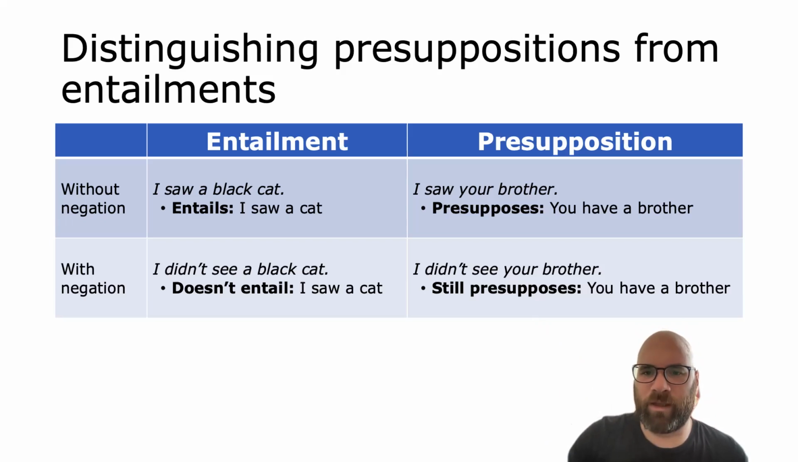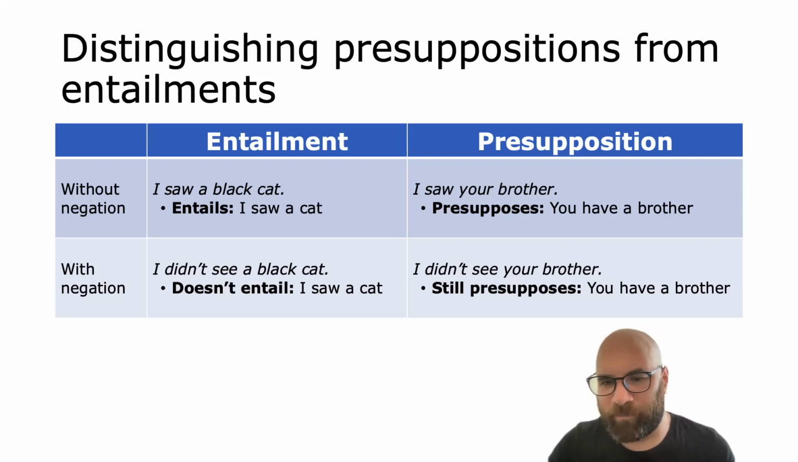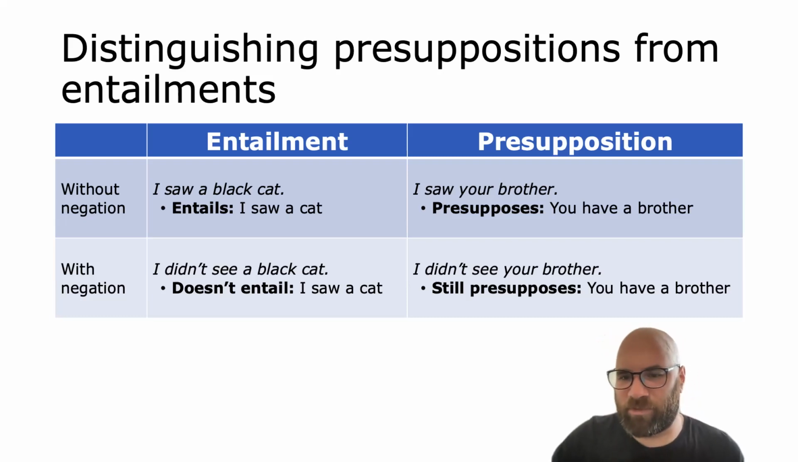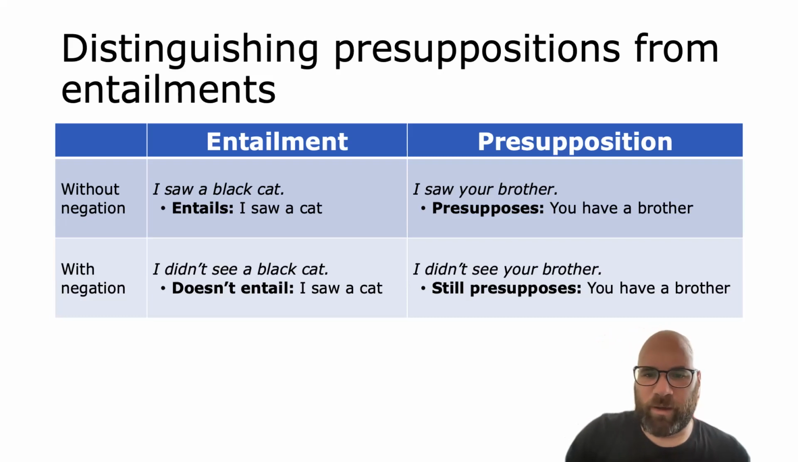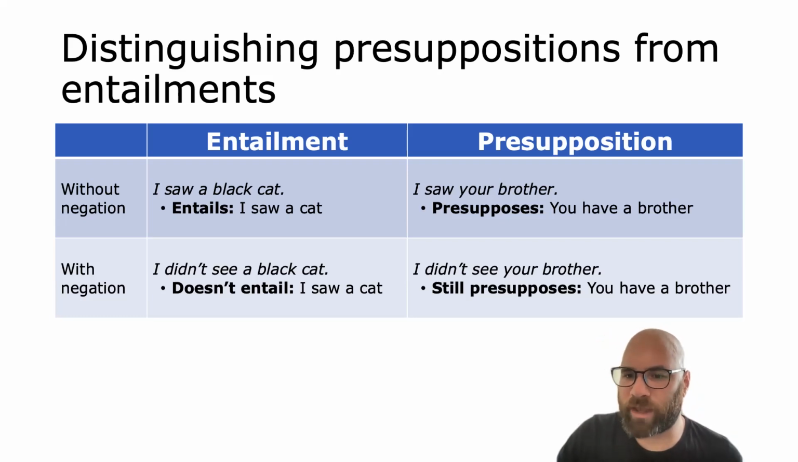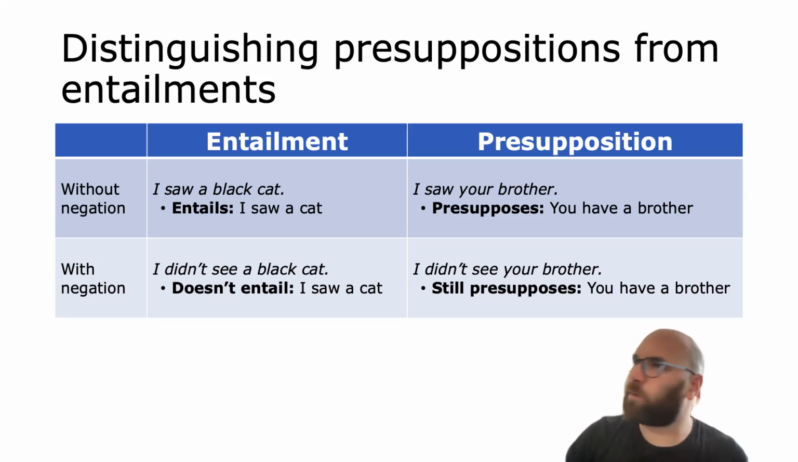For example, "I saw your brother" presupposes that you have a brother, just like "Will your girlfriend be jealous?" presupposes that you have a girlfriend. But "I didn't see your brother" still presupposes that you have a brother. So again, if I say "I didn't see your brother" and you actually don't have a brother, it's hard to say if it's true or false. It seems more like it doesn't make sense. So this is a way that presuppositions seem different from literal semantic meaning: they're not affected by negation. So that suggests that they're not entailments, but they're something else.